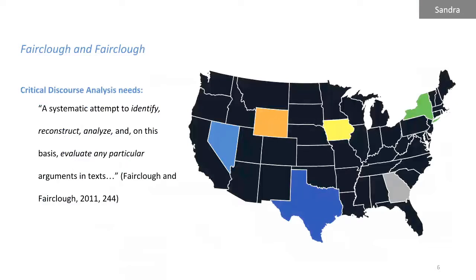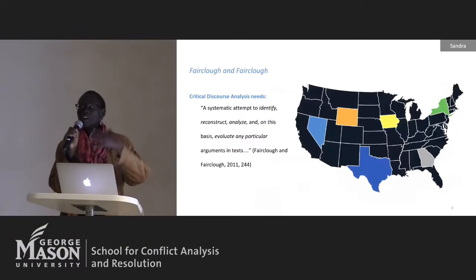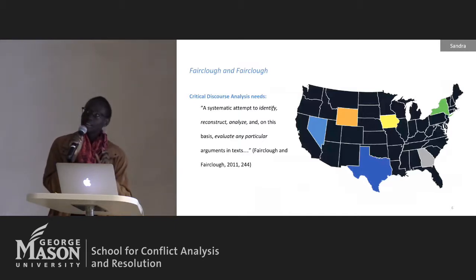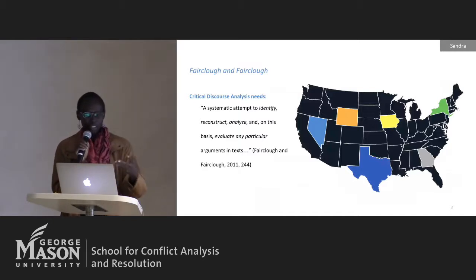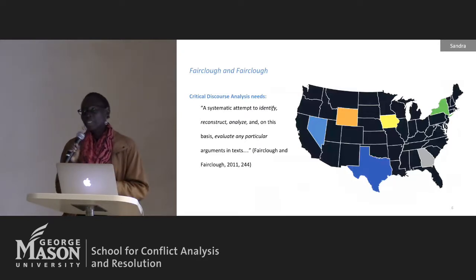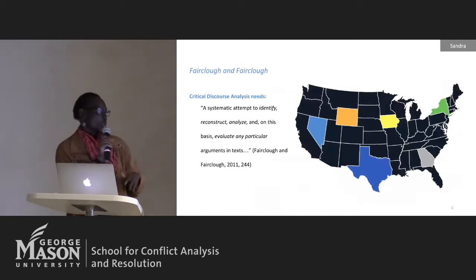So Fairclough and Fairclough, who have done a lot of work focused on critical discourse analysis, have identified a limitation within this particular tradition where the study of arguments has been limited. If critical discourse analysis focuses on the study of text and communication, then how come arguments aren't a focus? And so what they identify as lacking is a need within critical discourse analysis for a systematic attempt to identify, reconstruct, analyze, and on this basis evaluate any particular arguments in text. And so what they advocate for is really looking at the kinds of arguments people make in political discourse, political conversations, and political text in general. And this is what we tried to do this semester with the data that we've collected.